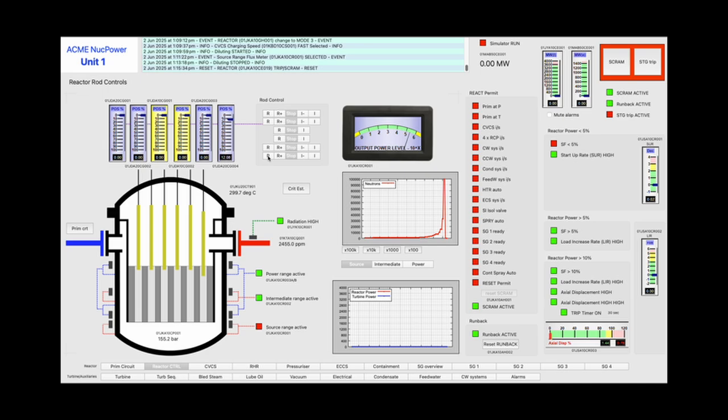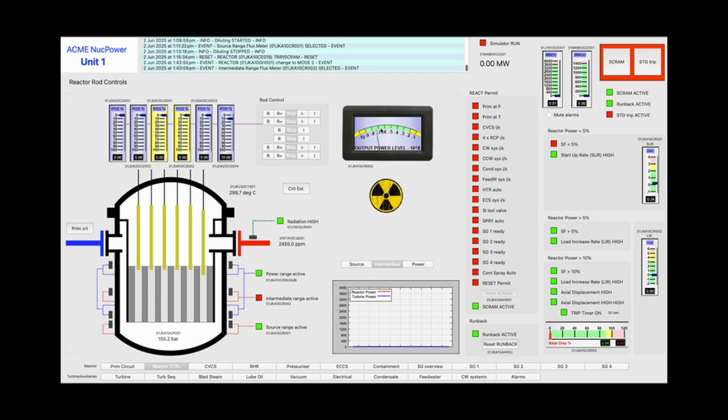Now the neutron detection trend has gone off-scale and the source range meter above it is also off-scale. Criticality has been achieved and we now have a self-sustaining chain reaction. Change to the intermediate range flux detector. Although the reactor is now critical, the power output is still very small.